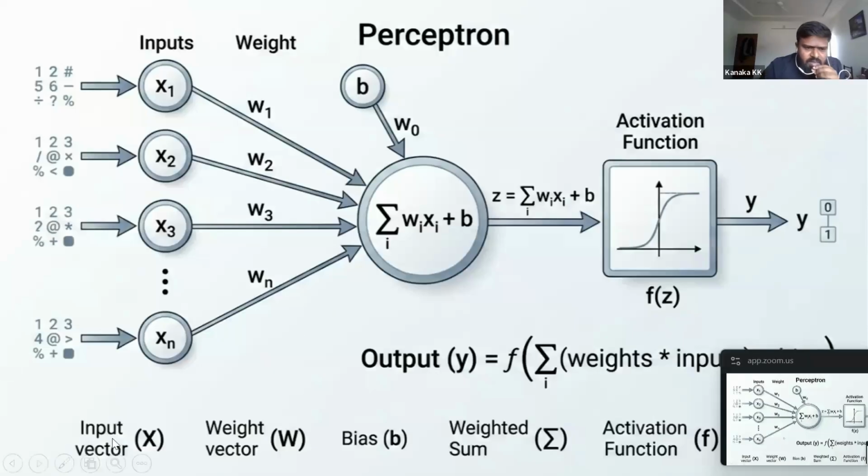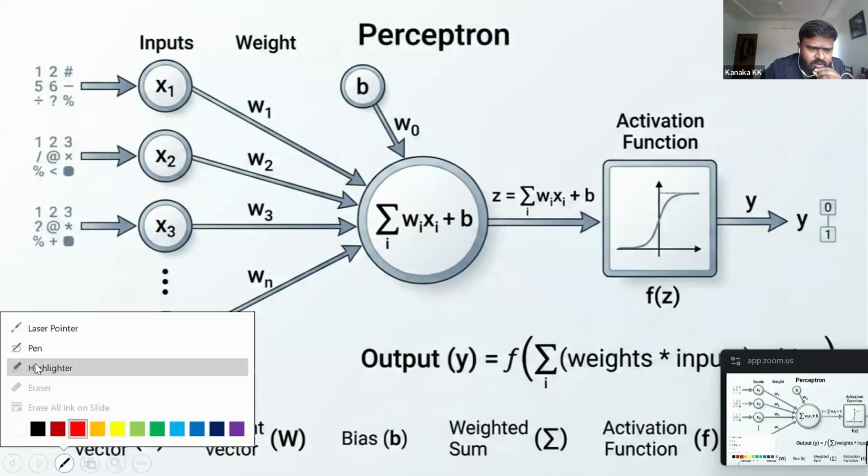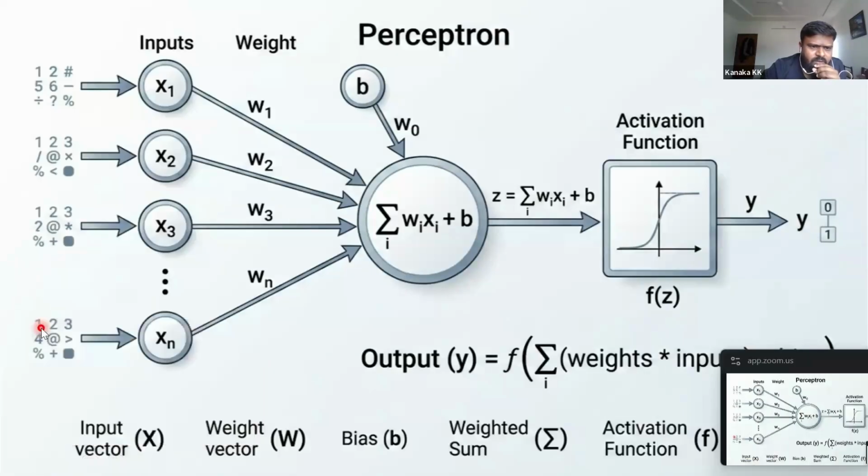So this is the basic introduction of the Perceptron. I am showing it here. The building block of artificial intelligence, or simply deep learning, is the Perceptron. If you take deep learning, the building blocks are Perceptrons. So this is the structure of a Perceptron.